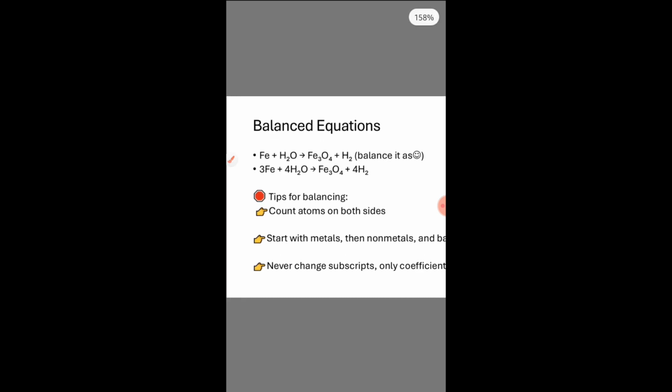So we have an equation: Fe, iron, plus water gives what? Fe3O4 plus hydrogen. We just have to balance it. So we have 3 Fe here, and we also have 3 iron here. And we have 8 hydrogen, 4 into 2 is 8, and here we have 4 hydrogen. So we just have to balance the LHS side and RHS side.